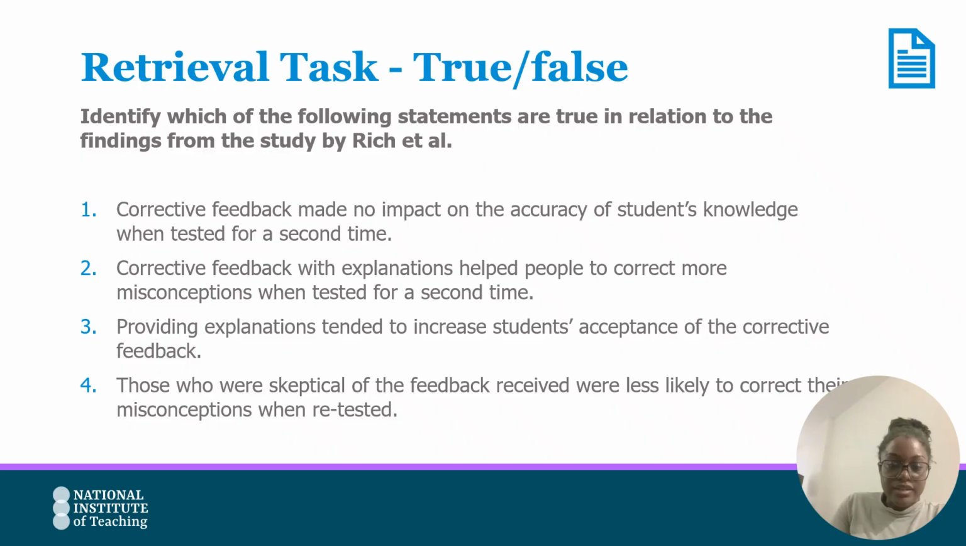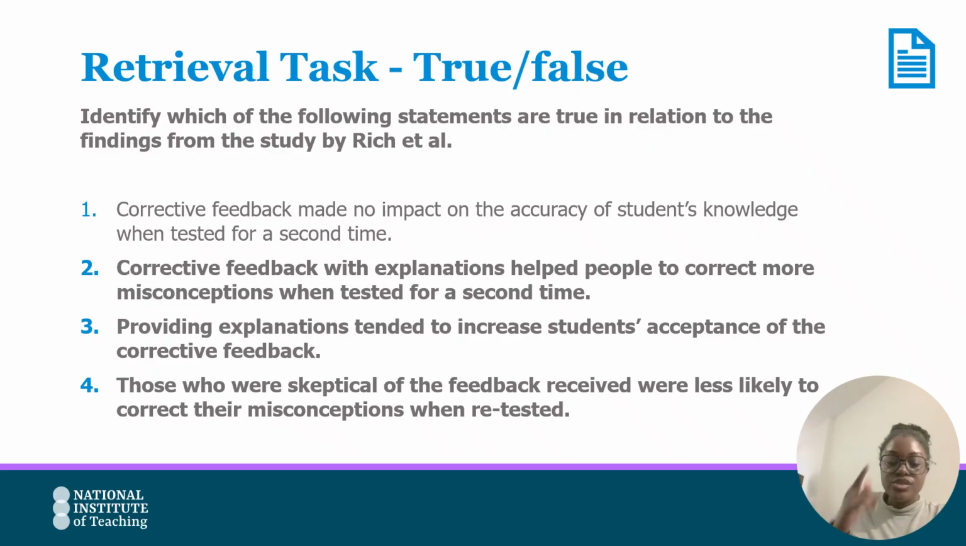Okay, we're going to have a look at the answers now. So the responses in bold are the ones that are true. So corrective feedback with explanations helped people to correct more misconceptions when tested for the second time. Providing explanations tended to increase students' acceptance of corrective feedback, and those who were skeptical of the feedback they received were less likely to correct their misconceptions when retested.